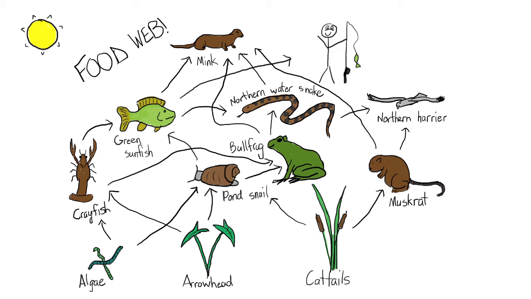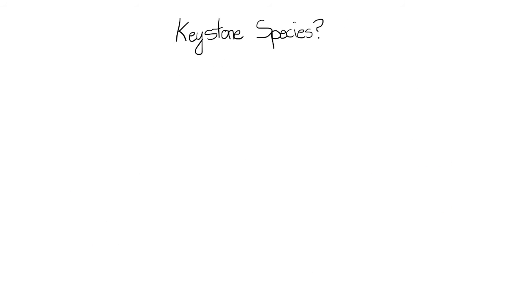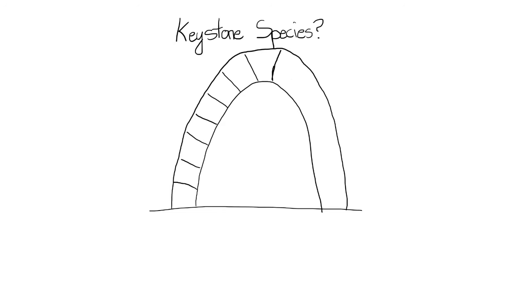Some of the species within a food web have a particularly large impact on other species, and these are called keystone species. One example of a keystone species in a wetland environment is the lowly muskrat. So before we look at how the muskrat is a keystone species, first it's important to understand what a keystone species is.